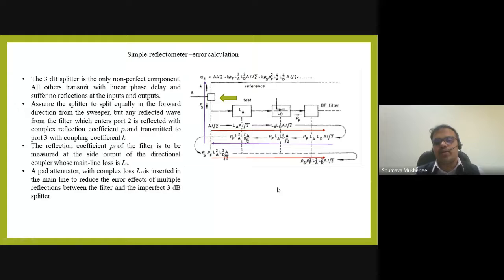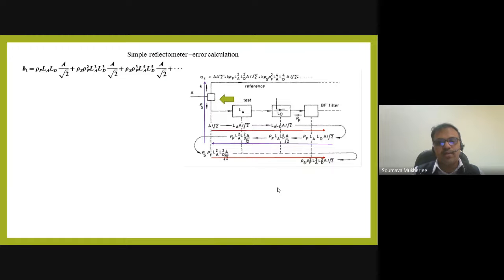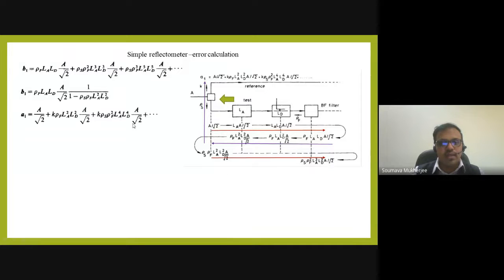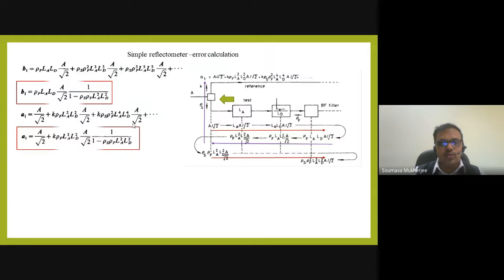So now if you try to calculate this measured reflection coefficient by the ratio of B by A, since all of these components are coming into the picture, your measured result will be something like this. So your B1 will be coming like this, which is an infinite series. So you can use the mathematical calculation of the infinite series, and similarly the A1 will also be an infinite series. So the ratio of them, which was supposed to be this, will happen to be this, which is a function of this imperfect splitter: rho s and K. You can see those things here.